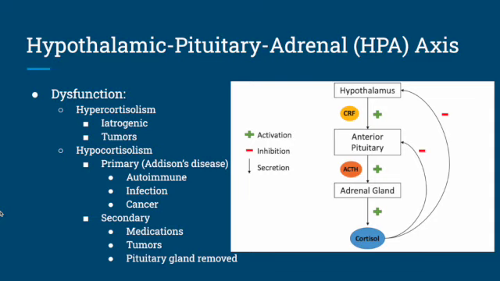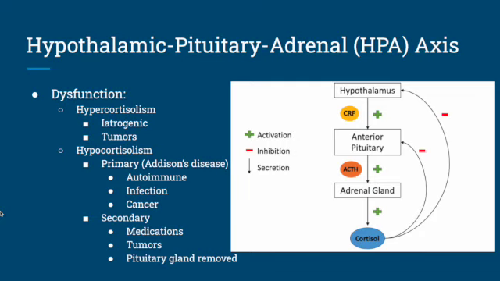And to refresh, here they write CRF, but CRH would be fine as well. And that's the releasing hormone that's going to act on the anterior pituitary, making the anterior pituitary secrete ACTH, which is going to act on the adrenal gland to produce cortisol. That cortisol is going to go and have physiologic effect, and then as it goes up, it will have a negative feedback to the pituitary and the hypothalamus to reduce the production of that cortisol.